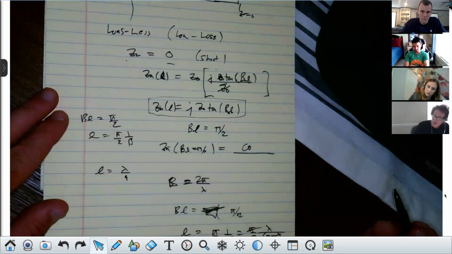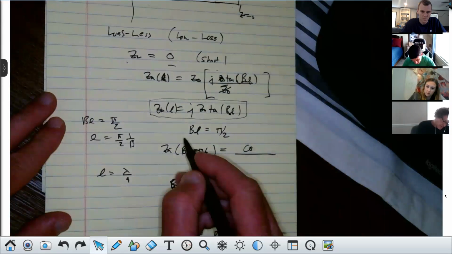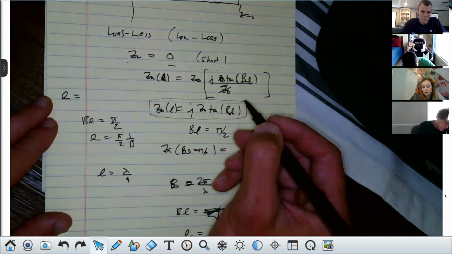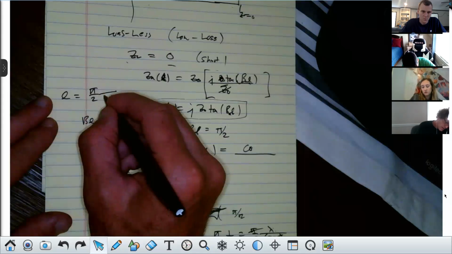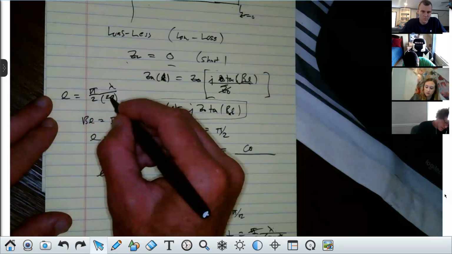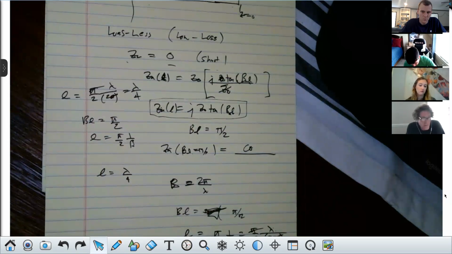Now, beta itself, I could do this a couple of ways, but beta is really 2 pi over lambda. And I don't have time today, but that means L itself would be equal to pi over 2 divided by beta, which is 2 pi divided by lambda. And you can see the pi's cancel, and you get lambda over 4. And today I'm not going to dwell on this, but when you go a quarter wavelength away from the load, the impedance you're going to measure is 1 over that value of the load impedance.